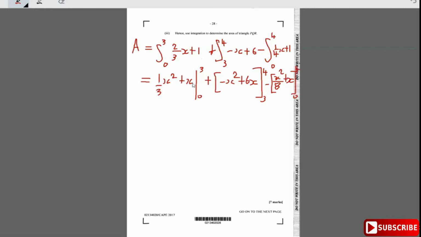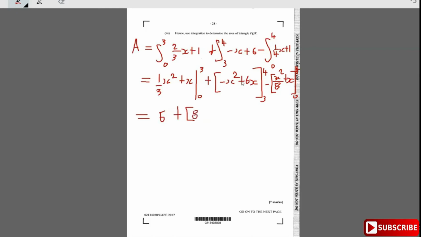So now we may go ahead and plug in 3. Plugging in 3, we're going to get 1 over 3 times 3 squared plus 3. So I get 6 right here. Don't need to plug in 0. Plus, when I plug in 4 in here, I get minus 4 squared plus 6 times 4, which is 8.